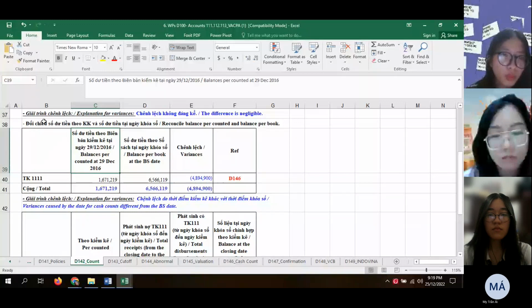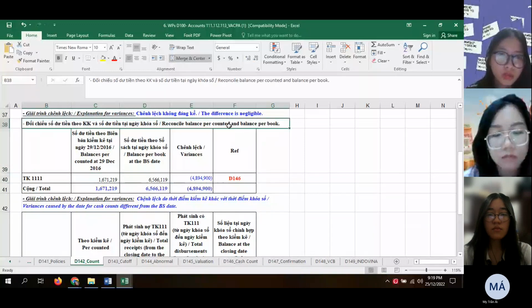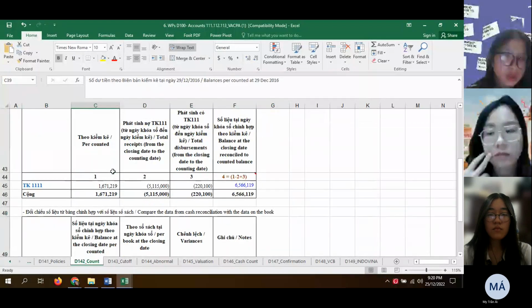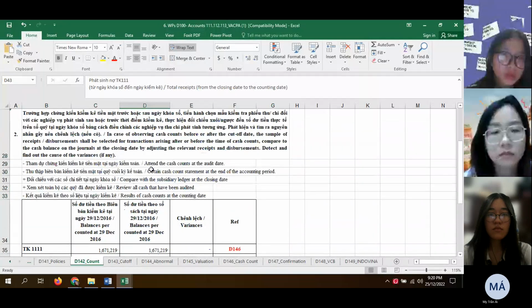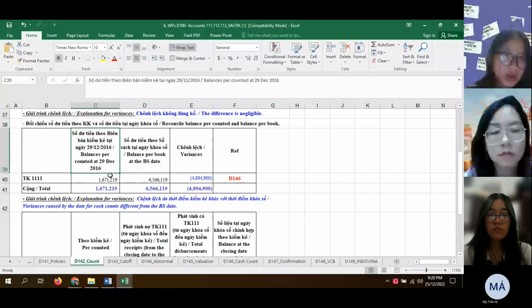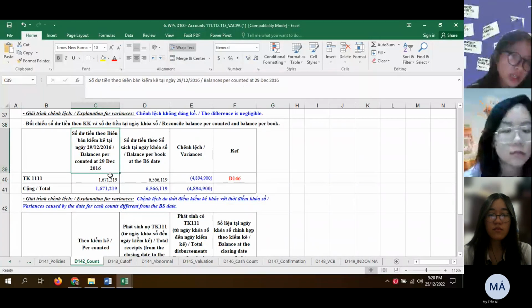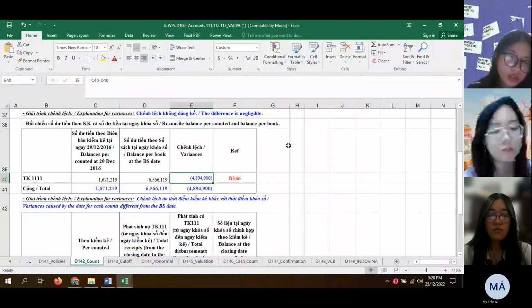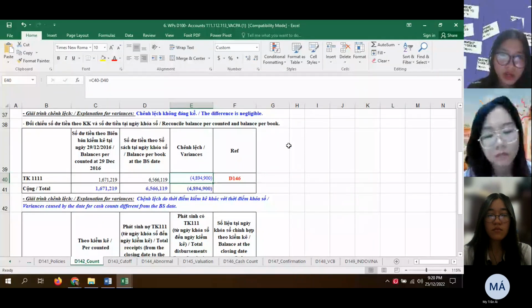And the balance and reconciliation balance were counted and booked. The balance were counted on 29 December 2016, and the balance booked at the balance day is different. And the variance for this is 404,894,900. The reference is D146.